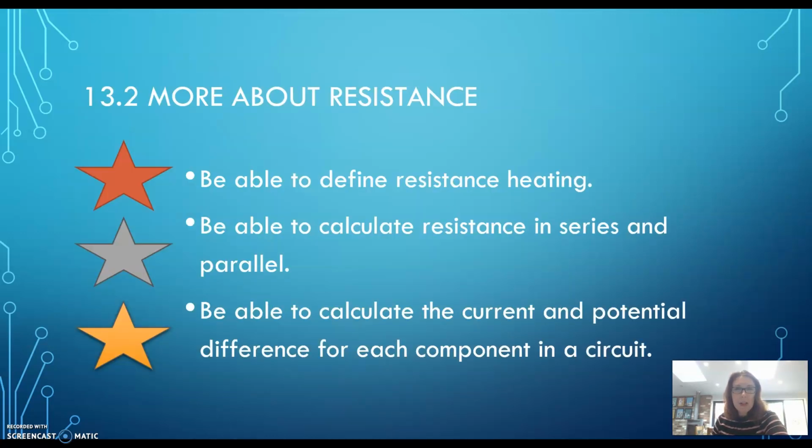So the learning objectives for 13.2 are: you need to be able to define resistance heating, be able to calculate resistance in series and parallel, and be able to calculate the current and potential difference for each component in a circuit.